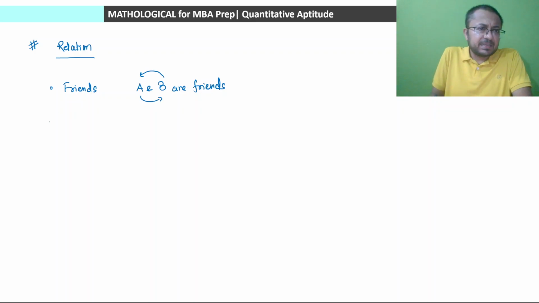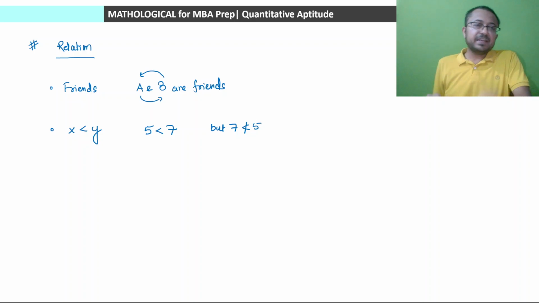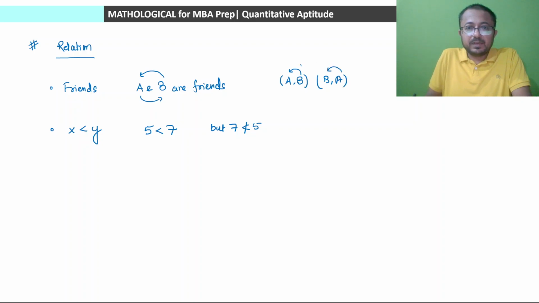Second relation example could be that we are saying X is less than Y. One example of this, we can say that 5 is less than 7. Now 5 is less than 7, but definitely 7 is not less than 5. Isn't it? So in the first case, when A and B were friends, A is a friend of B, B is a friend of A. So if we write an ordered pair A comma B, where we say that B is a friend of A, that is also fine. And if we write B comma A, where we say that A is a friend of B, that is also fine. Both are fine.